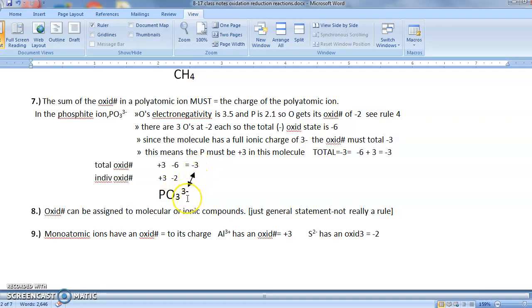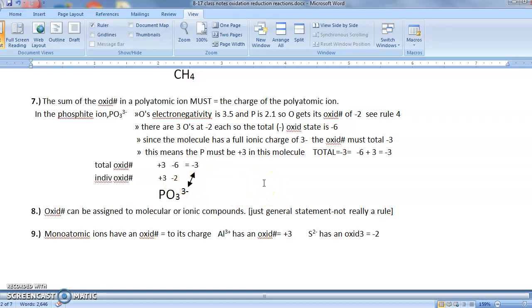Why is that? Because this polyatomic ion is 3-. So what would phosphorus have to be in order for it to add up to -3? Well, the phosphorus would have to be +3, because +3 minus 6 is -3. We only have one phosphorus here, so that means this phosphorus atom is +3.